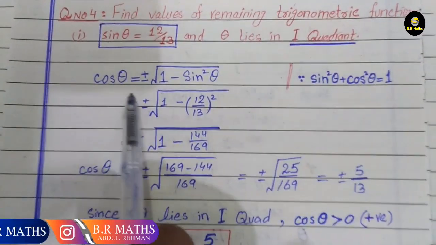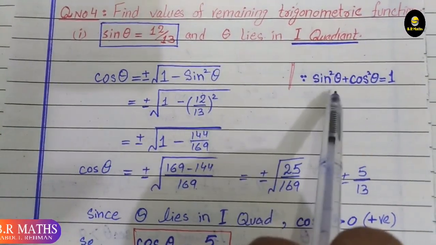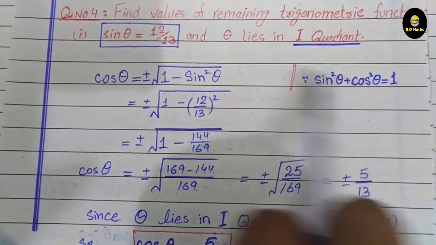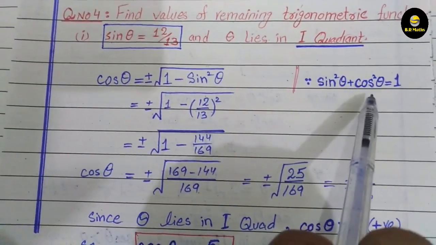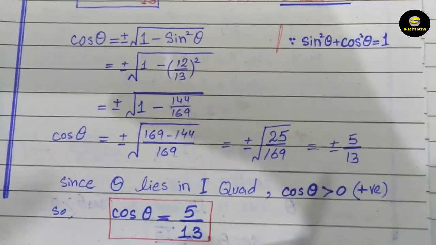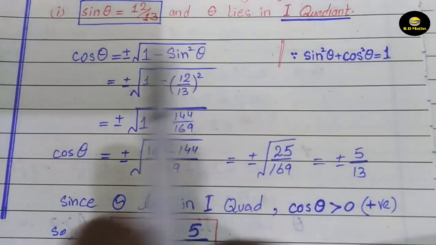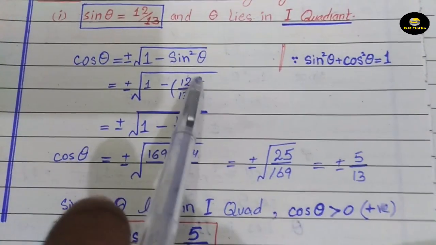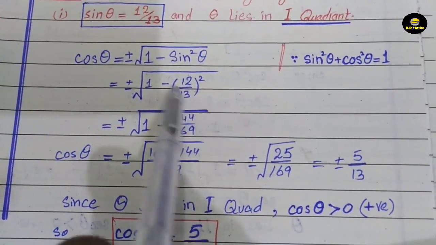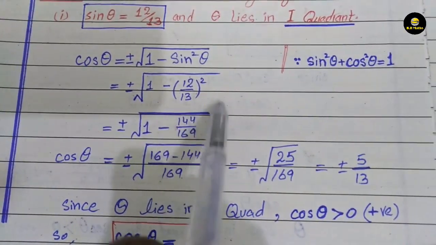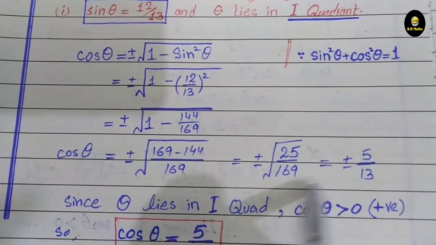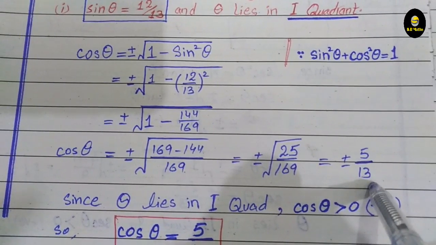According to this identity, cos square theta is equal to 1 minus sine square, moving sine square from left to right it becomes negative. Taking the square root on both sides, cos theta is plus minus square root of 1 minus sine square. Put the value of sine, 12 over 13: 1 minus 12 over 13 squared. Square of 12 is 144 and of 13 is 169. Take the LCM, and after calculation the result is plus minus 5 over 13.